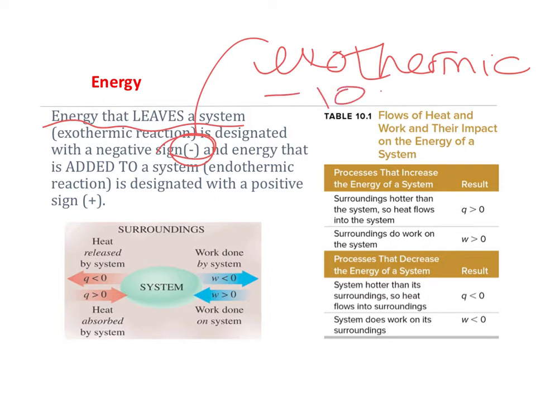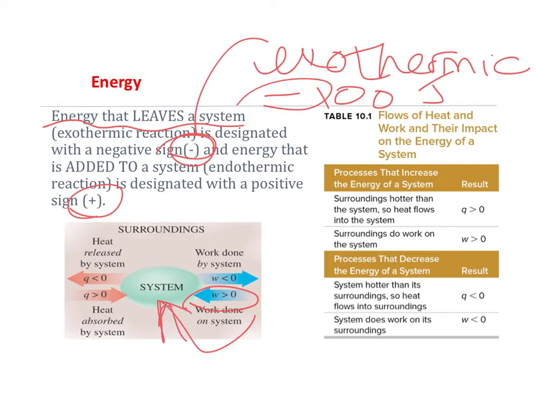Let's say 100 joules of heat left a system. We would say negative 100 to show that. And conversely, anytime energy is added to a system, it's given a positive sign. So for example, if work is done on a system, so if you have outside atmospheric pressure pushing and compressing a system, we would give that work a positive mathematical sign.